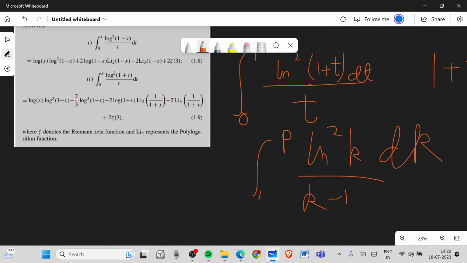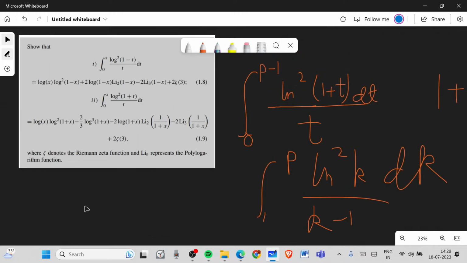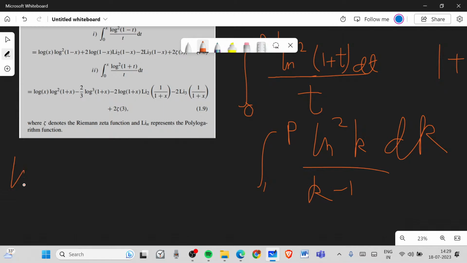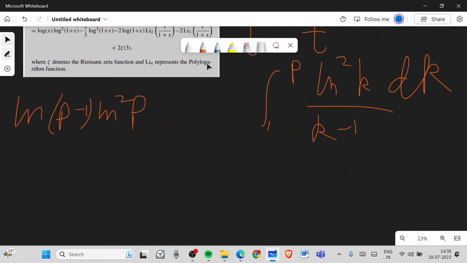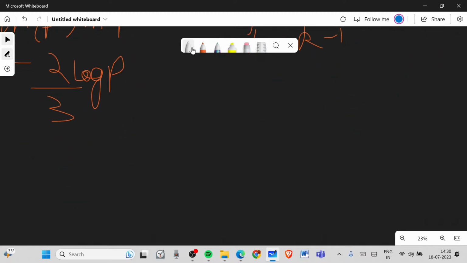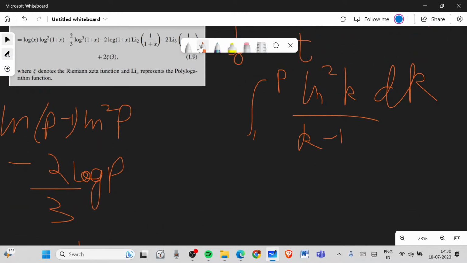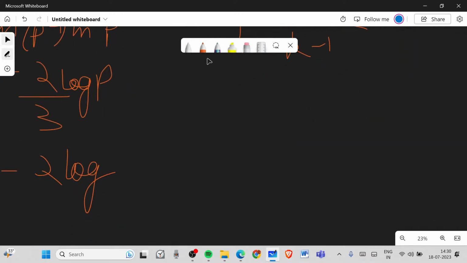This question seems to be pretty strange. So what's this? This is ln(p minus 1) ln square p, plus 2 by 3, sorry, minus 2 by 3 log p, minus 2 log p, minus 2 log p into Li2(p).